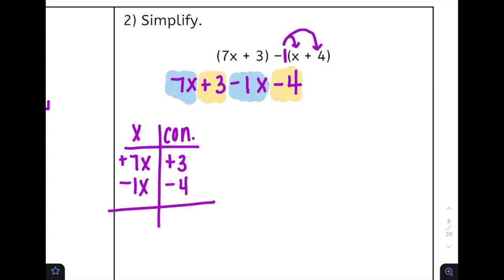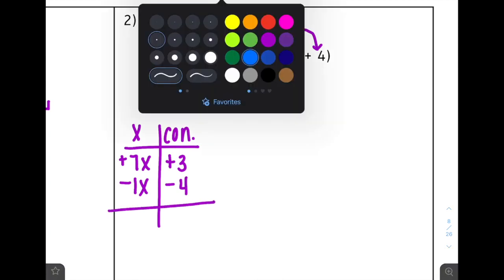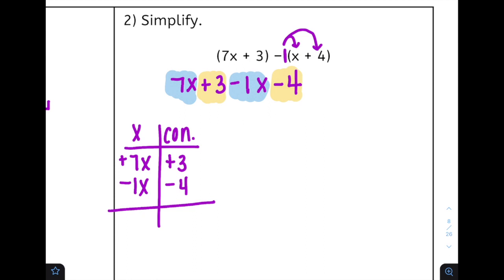And I'm going to combine all of those vertically. 7x minus x, I'm left with 6x, positive. +3 minus 4, I'm left with a -1. And that's my expression, 6x minus 1. And there you have it.